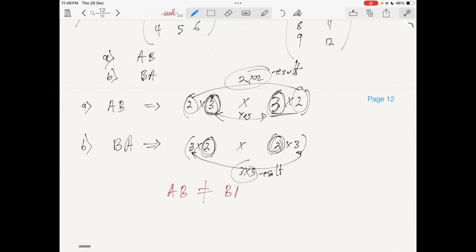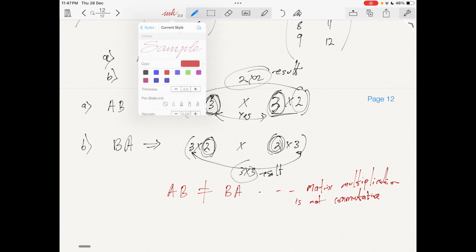So this means that matrix multiplication is not commutative. So we will quickly solve these two examples and then we go.